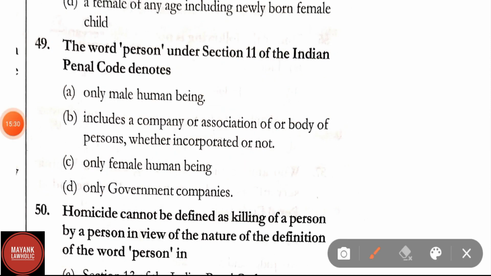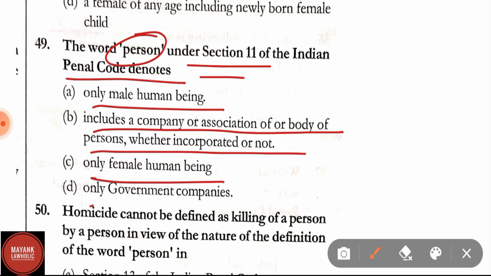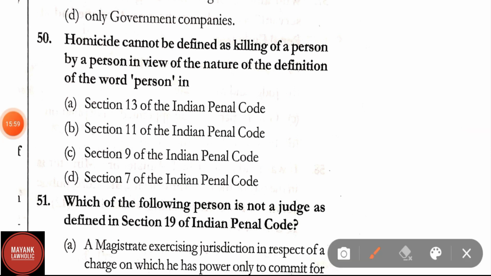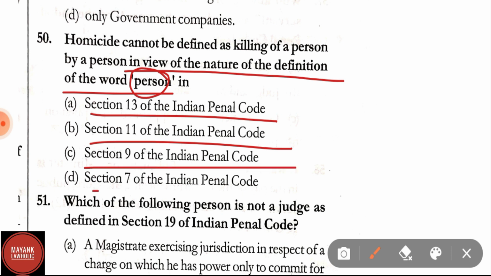Question number 49. The word person under section 11 of IPC denotes: only male human being, includes a company or association or body of persons whether incorporated or not, option C, only female human being, and option D, only government companies. Here the correct answer in question number 49 is option B, that is includes a company or association or a body of persons whether incorporated or not. Question number 50. Homicide cannot be defined as killing of a person in view of the nature of the definition of the word person in option A, section 13 of the IPC, option B, section 11 of the IPC, option C, section 9 of the IPC, and option D, section 7 of the IPC. Here the correct answer is option B, that is section 11 of IPC.